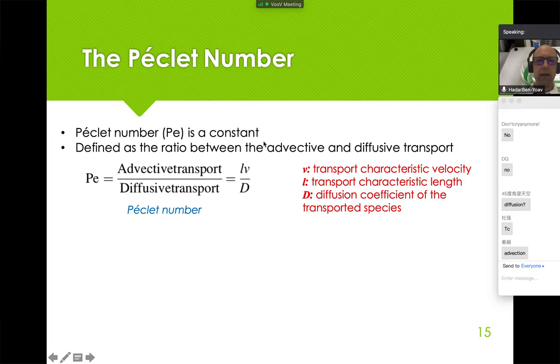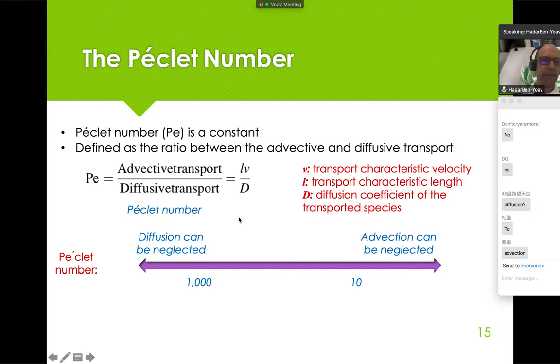So whenever the Peclet number is very small, it means that this number is much smaller than this. So the diffusion has much more impact on the flow, on the mass transfer, than the advection. Therefore, the advection can be neglected. On the other way around, when the number is very, very high, about 1,000, it means that this part is much bigger than the lower part, which means that the advective part has much more effect than the diffusion, therefore we can neglect the diffusion.